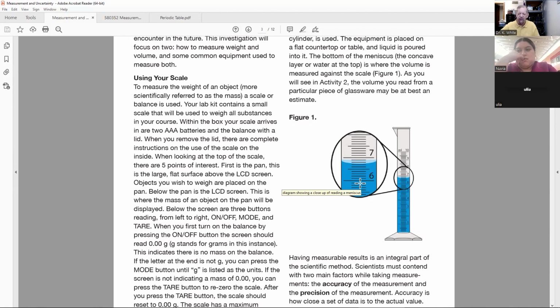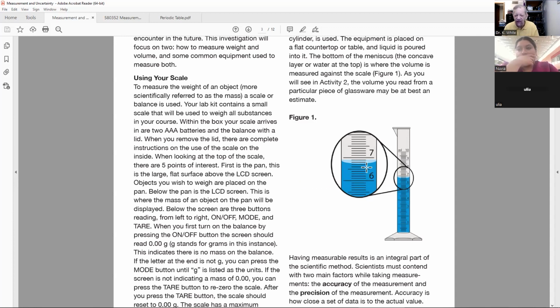Now, with this graduated cylinder you see there, if the U part was exactly on that line right here, I would call that 6.50. Again, each one of these lines is a 0.1. So it'd be 1, 2, 3, 4, 5. And if it was right on that line, it would be 6.50.